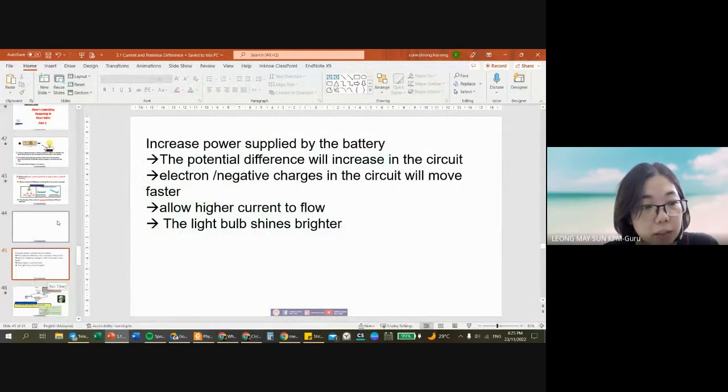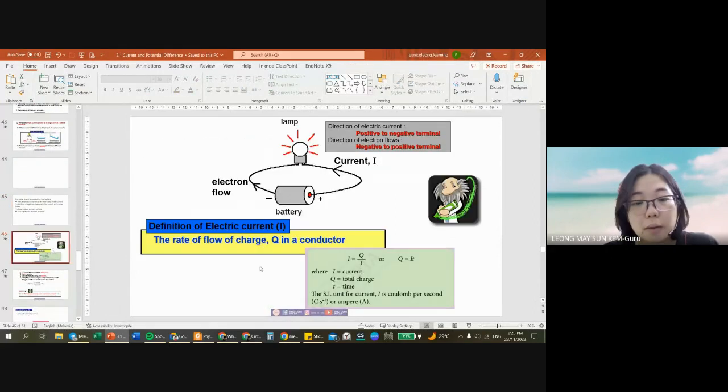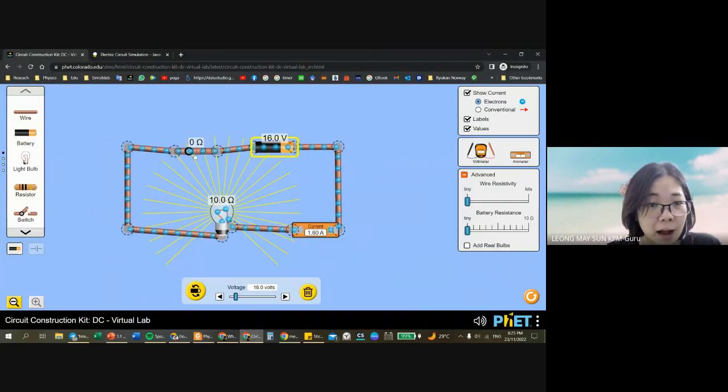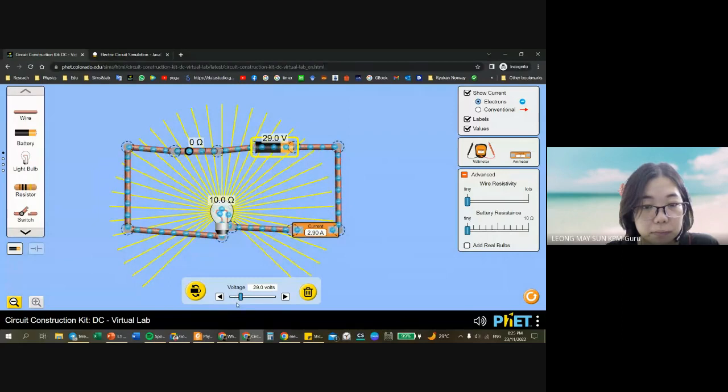Electric current's definition, according to our textbook, is the rate of flow of charge in a conductor. The rate of flow of charge in the conductor means how fast the electrons are moving past the light bulb. The faster the electrons are moving in the light bulb, the stronger the amount of current. The value of the current is 2.9 ampere, and it will cause the light bulb to be even brighter.